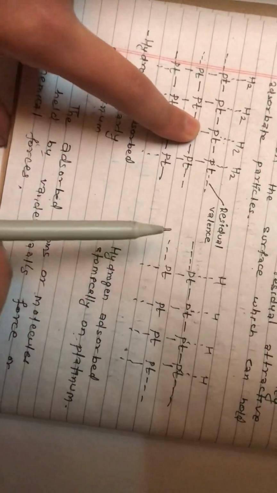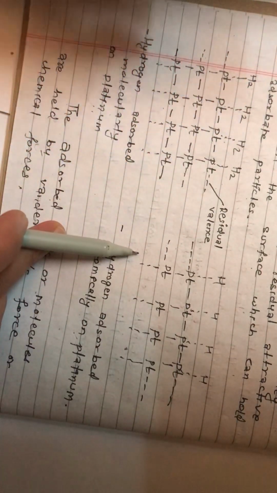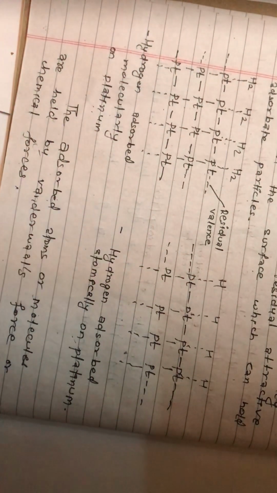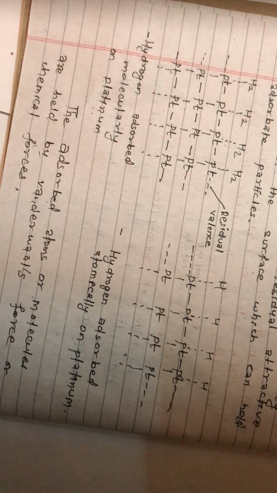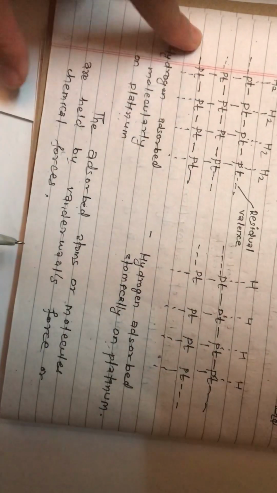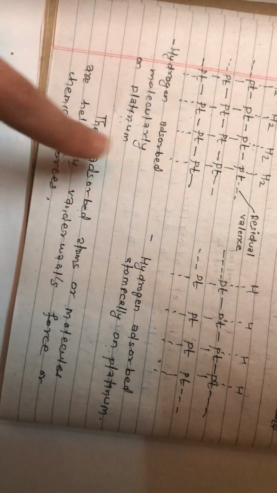So adsorption is because of the molecules on the surface, because they do not have any other molecules outside them. That results in a force that contributes to this adsorption. The adsorbed atoms or molecules are held by van der Waals forces or chemical forces. So these forces give the types of adsorption.